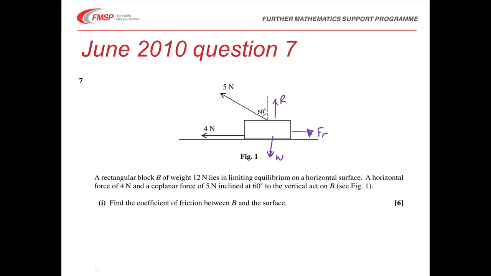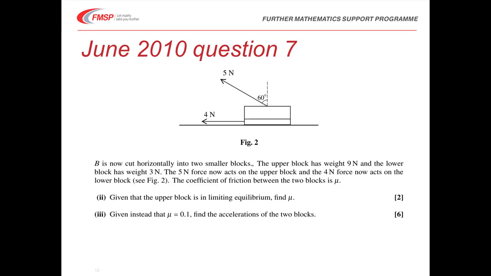Now I'll do all of this properly in just a moment, but once you've found the coefficient of friction between the surfaces, the next part of the question says, what if the block is sawn in half to make 2 smaller pieces, so that the force of 4 newtons applies to the bottom, the 5 newtons to the top, and now find the coefficient of friction between those 2 surfaces. And then for a third part, assuming instead that the value of the coefficient of friction between the 2 parts of the block is 0.1, what are the accelerations of the 2 separate blocks?